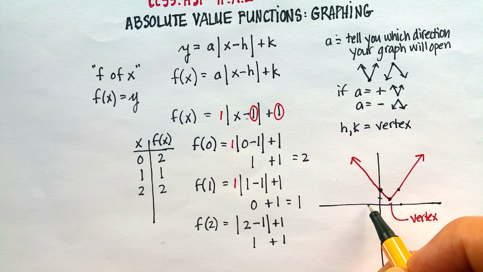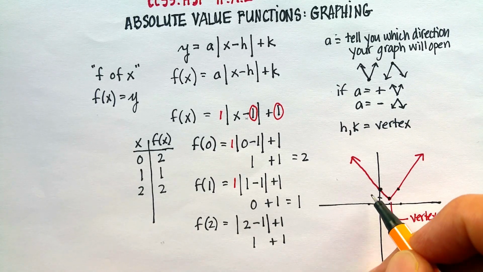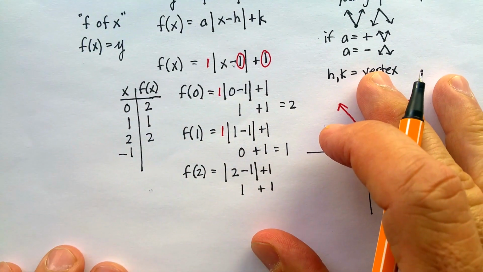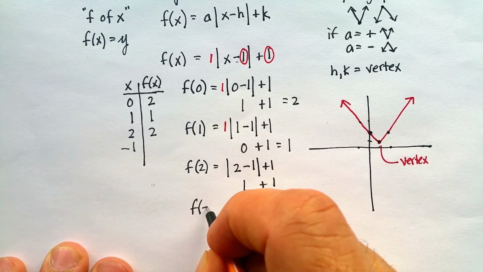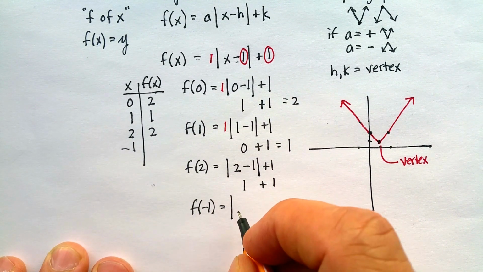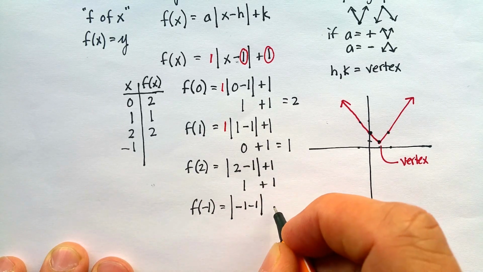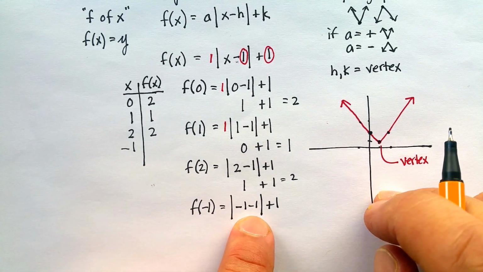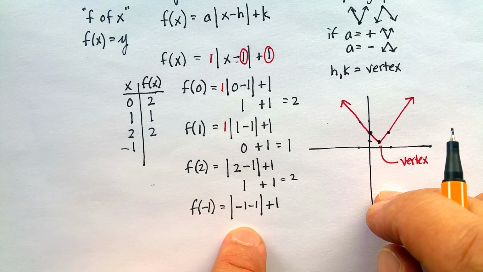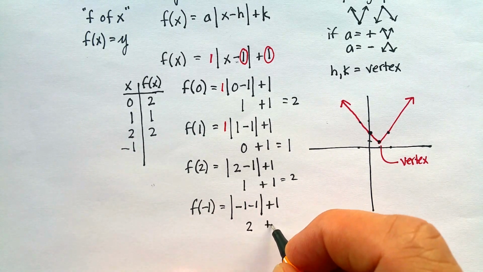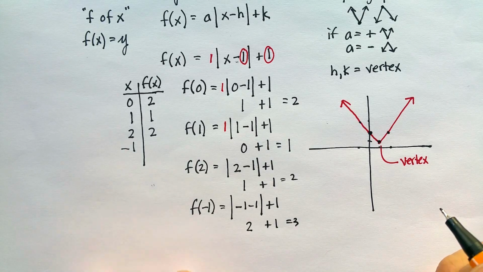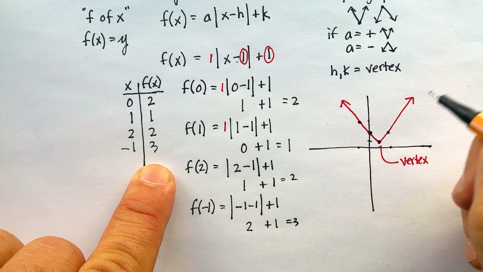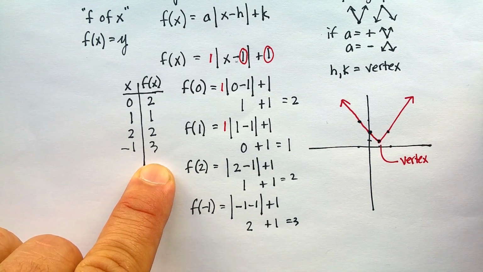Let's just try a negative just to make sure. So let's try like -1. According to this, it should be +3. So let's try that. My input is -1. I'm going to get the absolute value of -1 minus 1 plus 1. By the way, I should put the 2 there. So -1 minus 1 is -2. The absolute value of -2 is 2. Plus 1 gives me 3. So my coordinate's -1, 3. Sure enough, there's my graph.